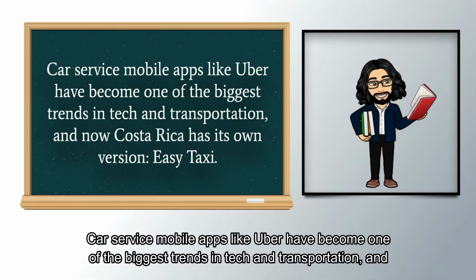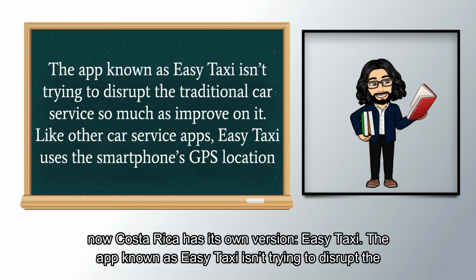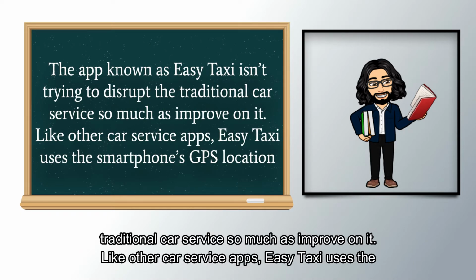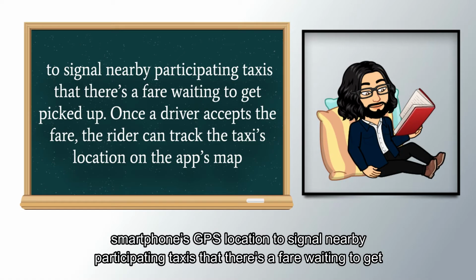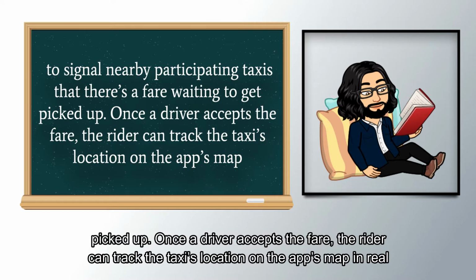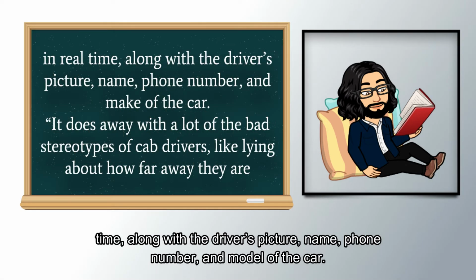Car service mobile apps like Uber have become one of the biggest trends in tech and transportation, and now Costa Rica has its own version, Easy Taxi. The app known as Easy Taxi isn't trying to disrupt the traditional car service so much as improve on it. Like other car service apps, Easy Taxi uses the smartphone's GPS location to signal nearby participating taxis that there's a fare waiting to get picked up. Once a driver accepts the fare, the rider can track the taxi's location on the app's map in real time, along with the driver's picture, name, phone number, and model of the car.